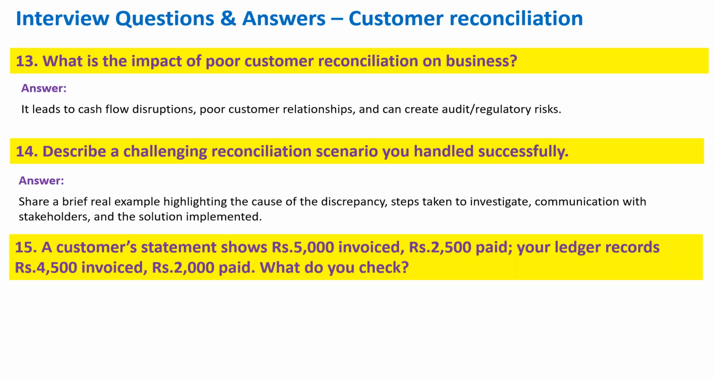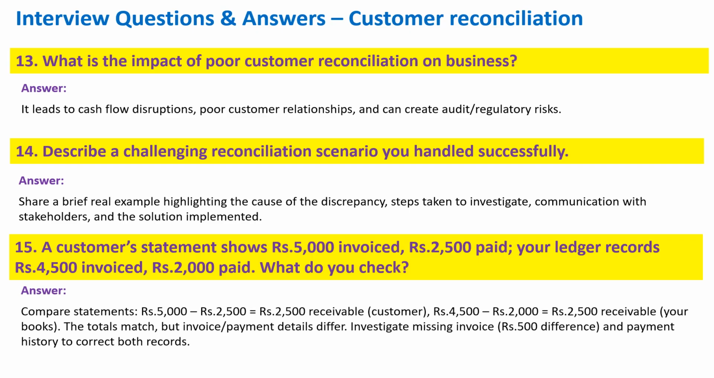Question number 15. A customer statement shows rupees 5,000 invoiced, rupees 2,500 paid. Your ledger records rupees 4,500 invoiced and rupees 2,000 paid. What do you check? Compare statements. Rupees 5,000 minus 2,500 equals 2,500 received from the customer. Rupees 4,500 minus 2,000, rupees 2,500 received as per your books. The total matches but invoice payment details differ. Investigate the missing invoice, that is the rupees 500 difference, and payment history to correct both records.